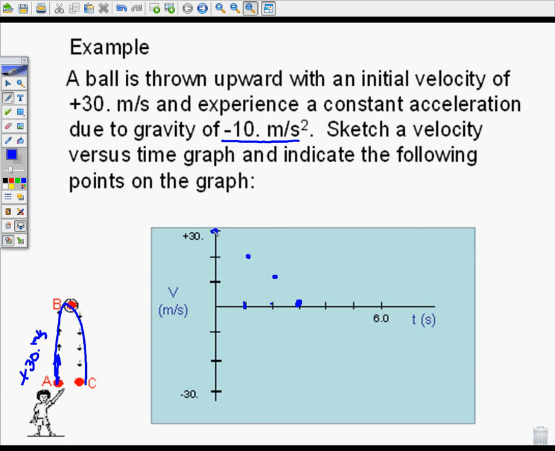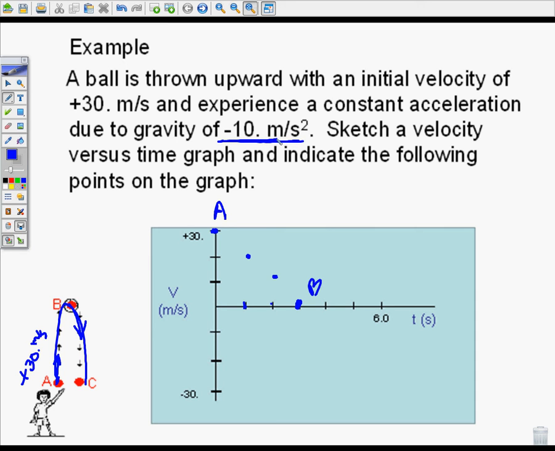So this point right up here is point A. This point right here is point B. But now it's going to start going down. When it goes down, it's going to have a negative velocity because it's going in the opposite direction. And following the same trend, the velocity changes by negative 10.